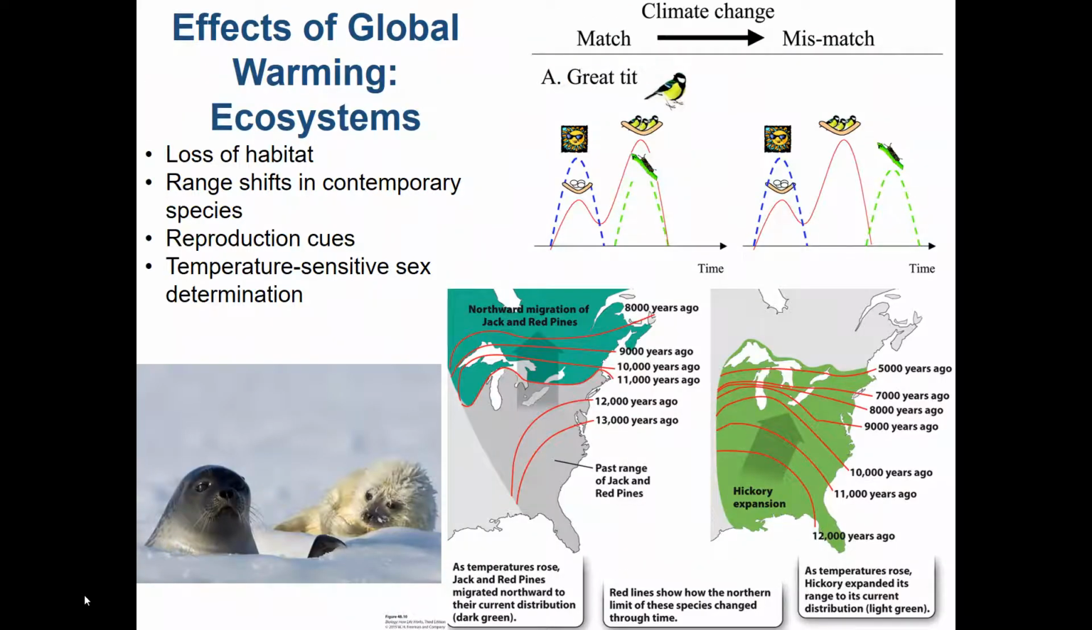So what are going to be the effects of global warming? So let's first talk about them on an ecosystem level. Evolution is one response to global change, but given the pace of climate change, many populations may not have time to evolve and adapt.